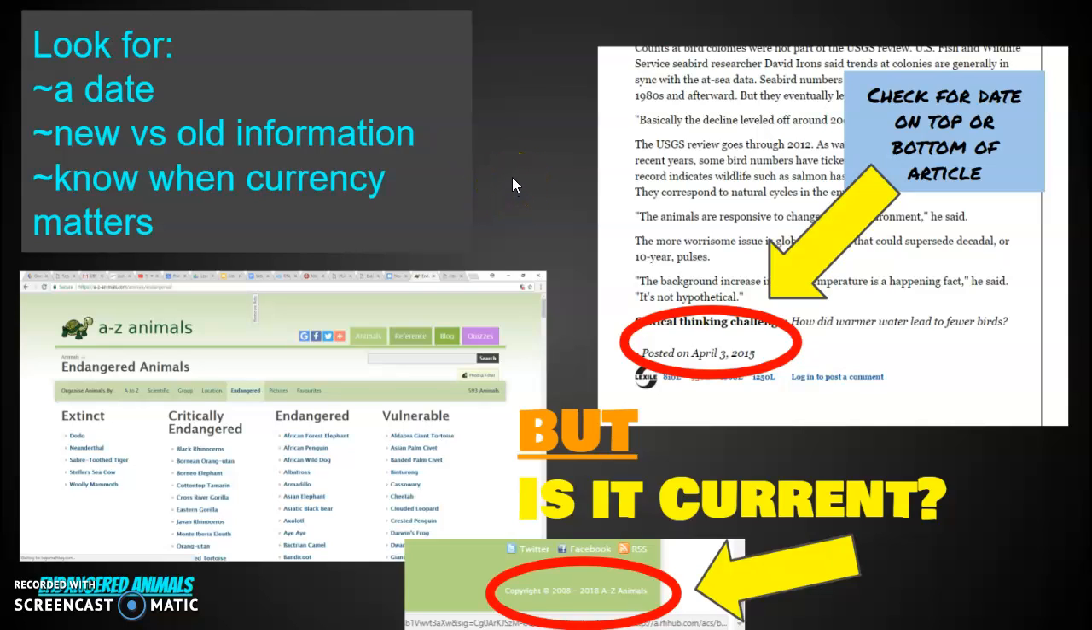Dates are most likely going to be at the very top of a website or at the very bottom. So this article says it was posted on April 3rd, 2015. Now down here, I want you to observe that this says 2008 through 2018. Even though you have these dates, it does not necessarily mean that the information was updated. It might just mean that they changed the color of the website. So be aware of the date.